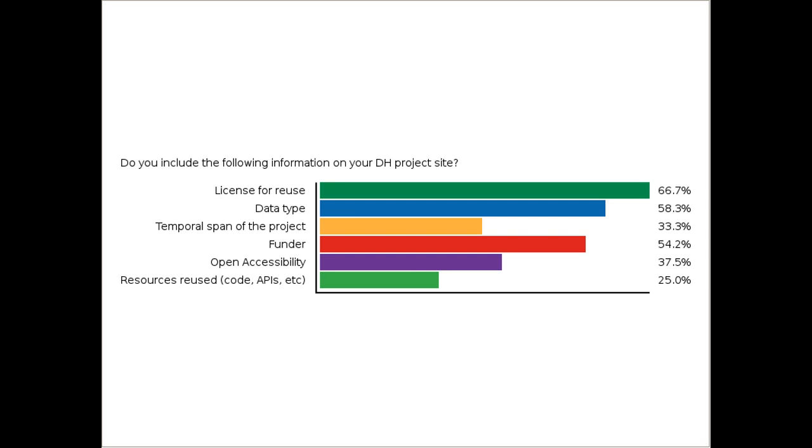All right. Let's see. So it looks like license for reuse is quite big. Information about funding is quite big. Interestingly, open accessibility, which is quite broad, is also quite high up there. And data type is also obviously quite important as well. All right. That's interesting framing for what's going to happen next.